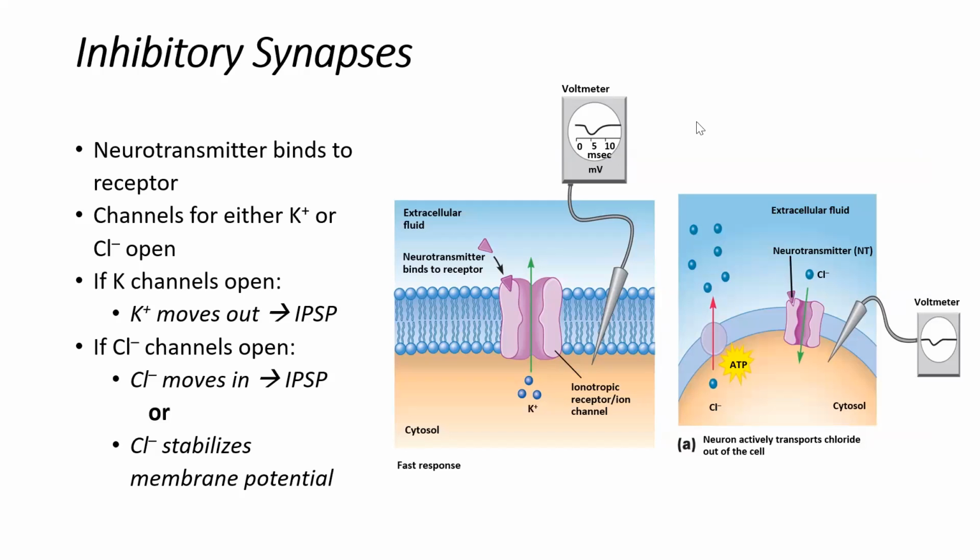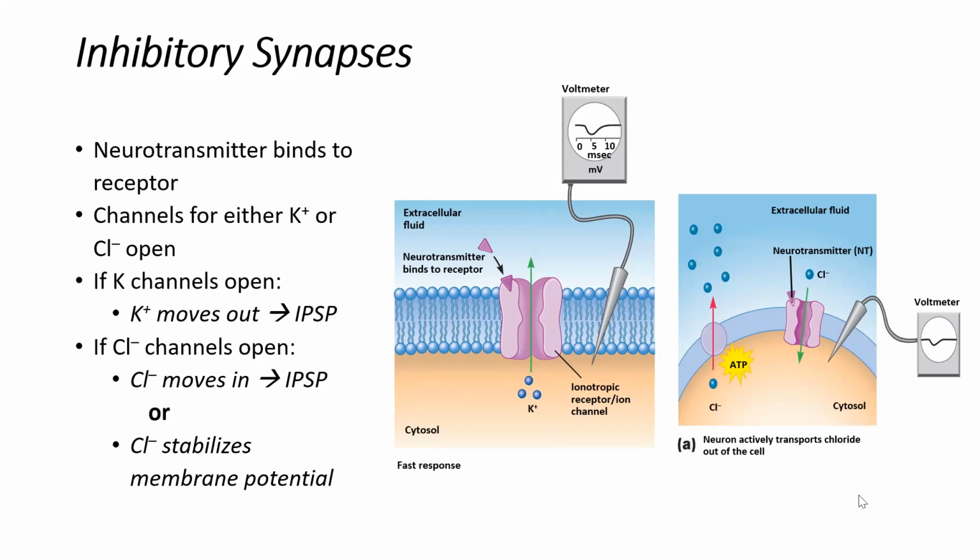It really depends on whether or not we have active transport of chloride on that specific cell. Okay, and just looking at the example here, in this fast response, we open up this ion channel, potassium is allowed to leave the cell, that is an IPSP. Okay, positive charge leaving the cell, that constitutes an IPSP. And it's fast because the neurotransmitter binds to a receptor that is also acting as that channel.